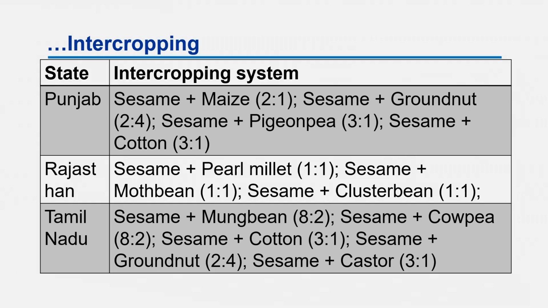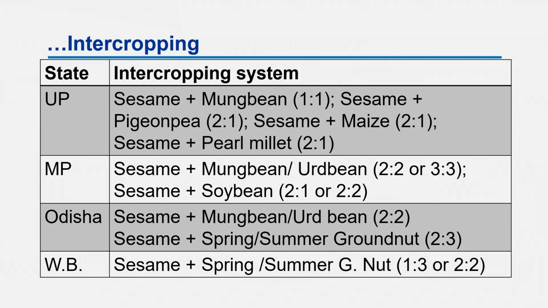Now see the intercropping systems of sesame for Uttar Pradesh. Sesame plus mung bean 1:1, sesame plus pigeon pea 2:1, sesame plus maize 2:1 and sesame plus pearl millet 2:1. For Madhya Pradesh, sesame plus mung bean or urd bean, it is in 2:2 or 3:3 ratio. Means smaller strips can be made, 2 rows of sesame and then 2 rows of either mung or urd. Similarly, sesame plus soybean in 2:1 or 2:2 ratio.